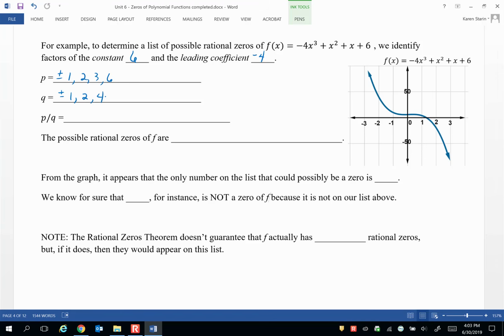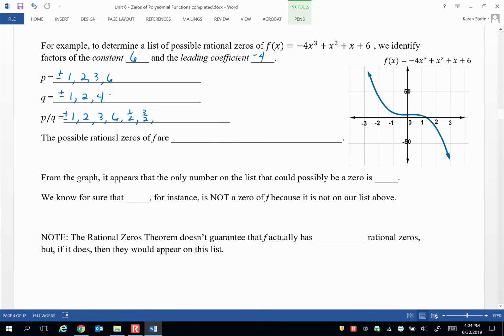So I'll first do all of the p's over the first q of 1. So I'd have 1, 2, 3, 6. And I'm just going to put a generic plus or minus in front of all those as well. And then I'll move on to the second q, which is the number 2, and put all of the p's over 2 now. So I'd have 1/2, 2 over 2 is 1, and I already have that. 3 over 2 is another possibility, and 6 over 2 is 3, and I already have that.